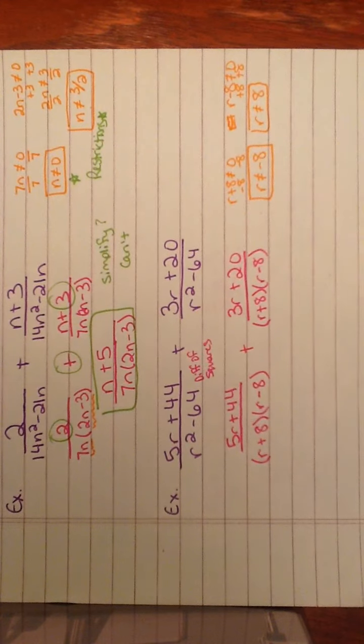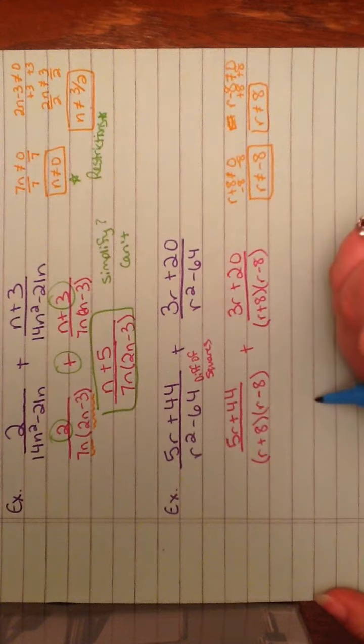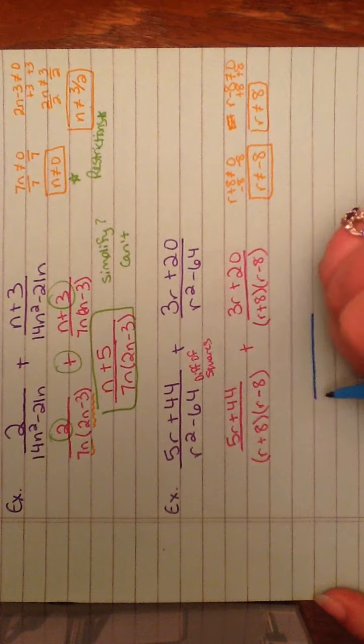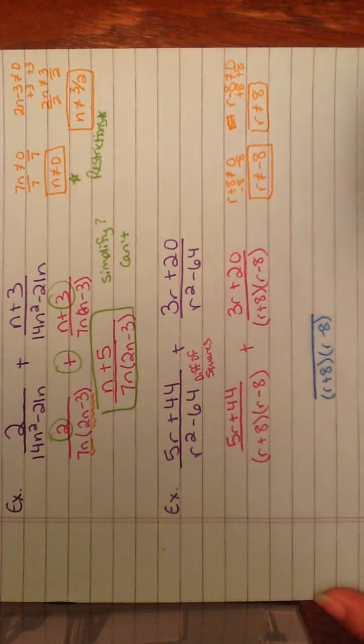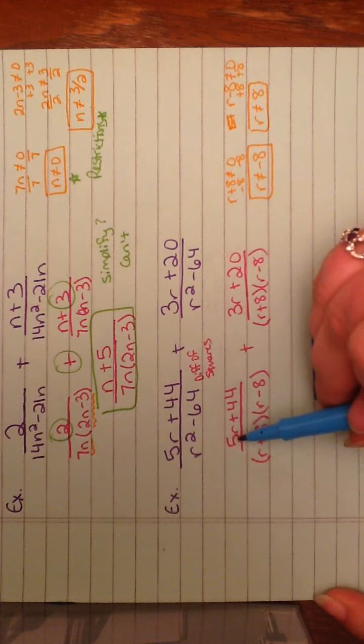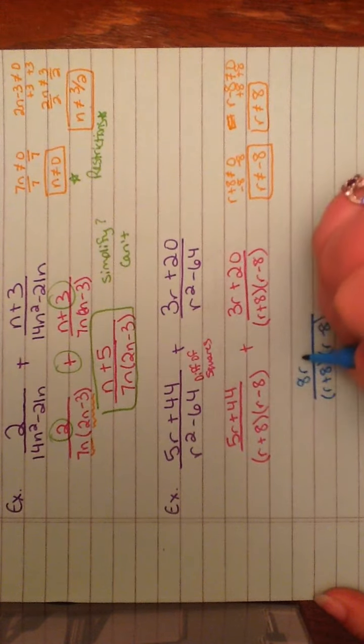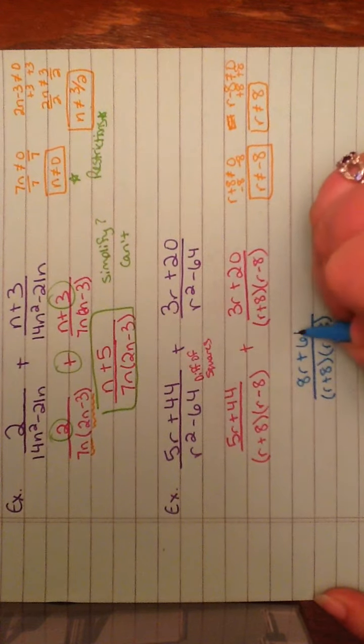Now in the next step, it said we needed to add the numerators and keep the same denominator. So my denominator I know is going to be r plus 8, r minus 8. And I add my like terms. So I have 5r and 3r, that gives me 8r. And 44 plus 20 gives me 64.